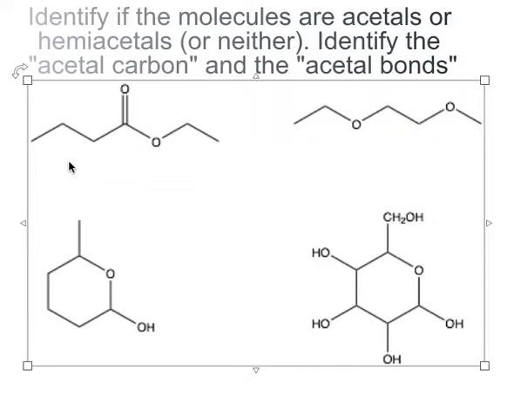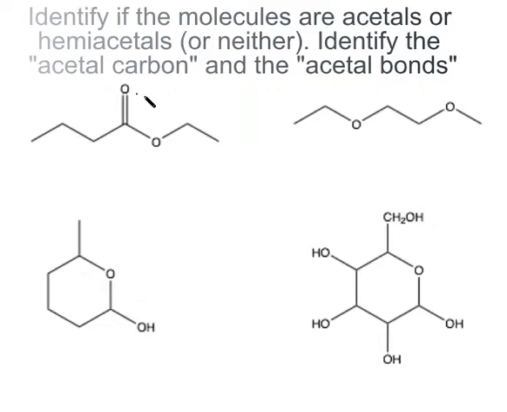Here are four more molecules that I want you to look at critically and decide whether they are acetals, hemiacetals, or neither, and then also identify the acetal carbon and the acetal bonds. If we look at this first molecule, we see a carbon double bonded to an oxygen, and that carbon is also attached to another oxygen. In this case, what we have is not an acetal.